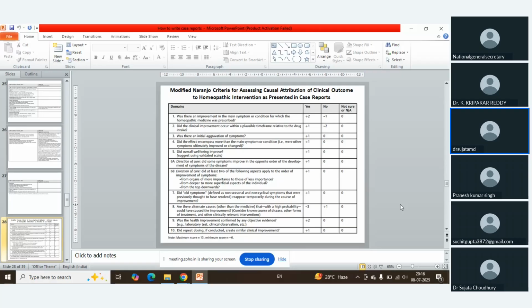So, was there an improvement in the main symptom or condition for which the homeopathic medicine was prescribed? If yes, it means after giving the homeopathic medicine, the improvement of the main symptom occurs. So if yes, it is plus 2 marks; if no, minus 1. Likewise, there are many relevant questions with which we can assess the effect of the homeopathic medicine. Then we will establish the cause and effect relationship. Okay, so this is the assessing of outcome and measures.